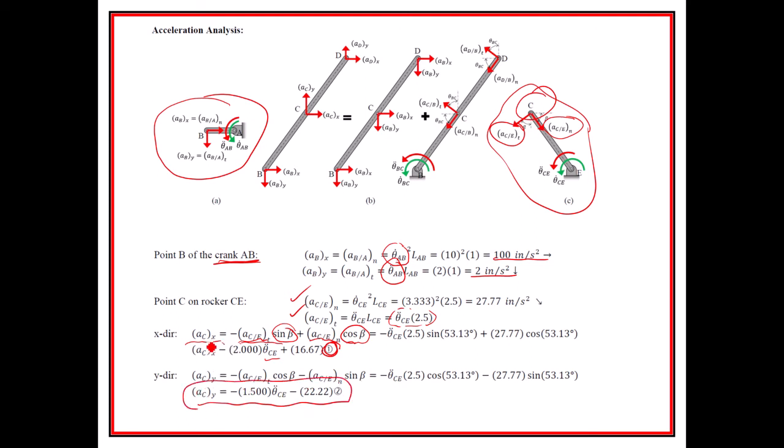So we got two equations, but we have 4 unknowns right there. So we have ACx unknown, the angular acceleration of this is unknown, and the acceleration of C in the y direction is unknown. And so I guess it would be 3 unknowns. We have 2 equations and 3 unknowns, excuse me.